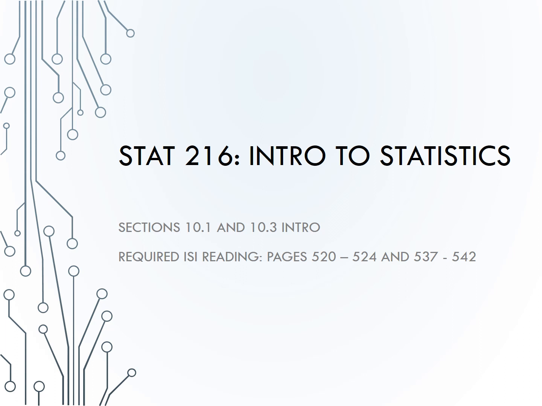Let's review sections 10.1 and 10.3, which in your textbook are covered on pages 520 through 524 and 537 through 542. This video will be a little bit longer as we go through the descriptive statistics of two quantitative variables, so feel free to skip around as needed.